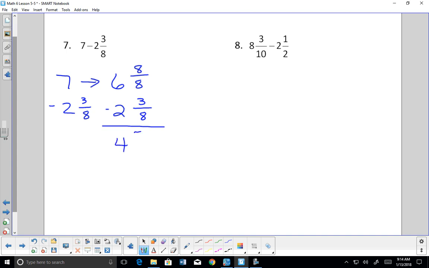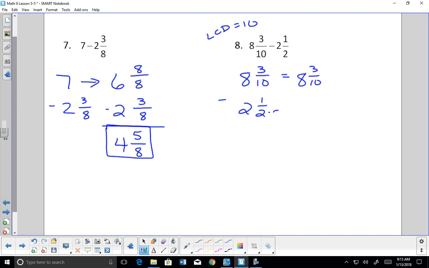Number 8. 8 3/10 minus 2 1/2. Notice how I rewrite these fractions vertically? It's just so much easier to deal with them when they're vertical because then you can show your work neatly. So my least common denominator here is 10. So I will leave my 8 3/10, and this multiplied by 5 and multiplied by 5, and I'm going to subtract 2 5/10.